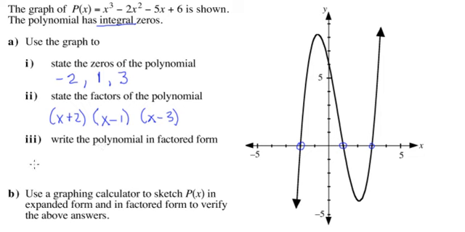So the polynomial in factored form is just p of x, or if you write y, no one's going to mind, is x plus 2, x minus 1, x minus 3.